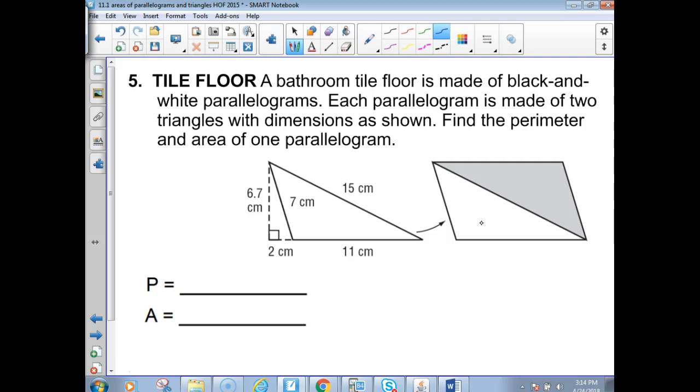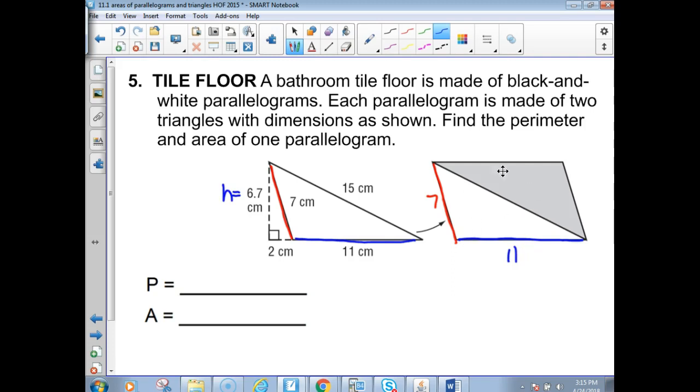This would probably be a pretty cool floor once you put it together. You can make a lot of different patterns using it depending on what sides you put together. But you've got a bathroom tile floor made of black and white parallelograms. Each parallelogram is made of 2 triangles with the dimensions as shown. So they're just giving us the dimensions of all the shapes here. So where's this 7? On the real figure would be right there. So they're just trying to show us dimensions. And this 11 would have been down here. Okay, so what's the height? And that number would be the 6.7.